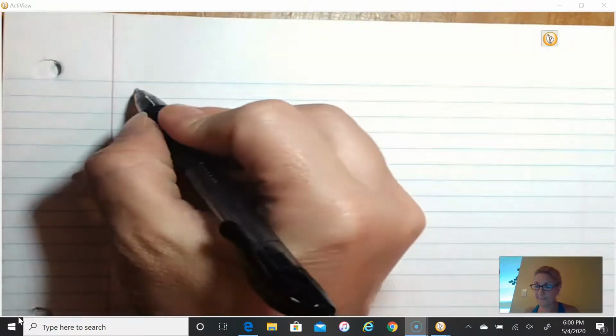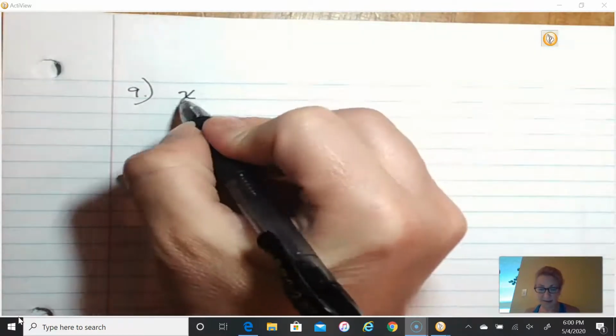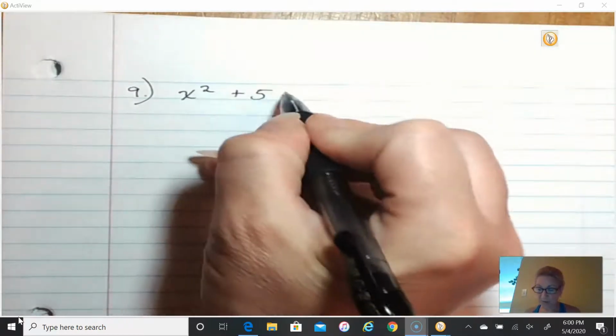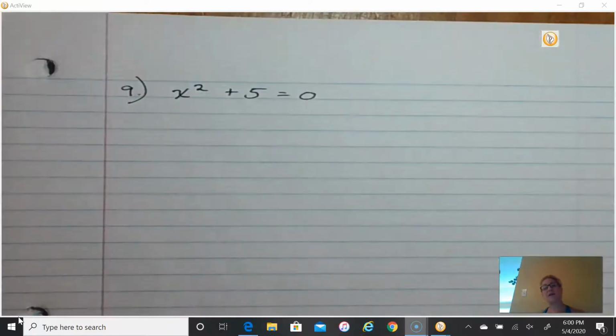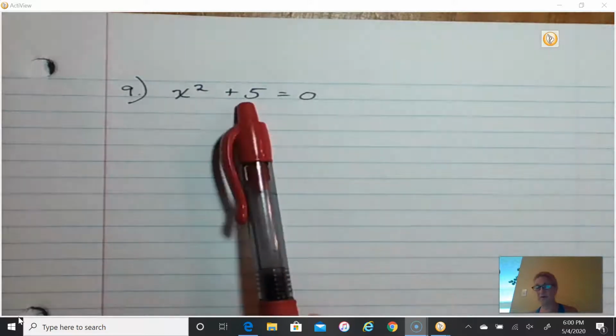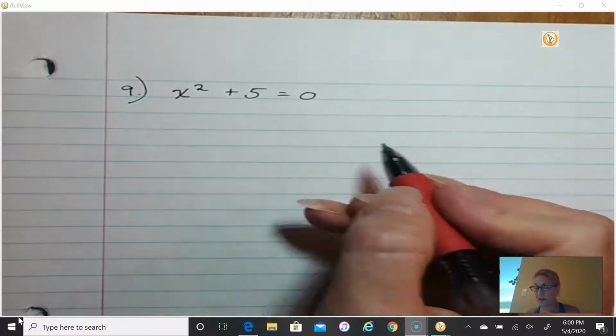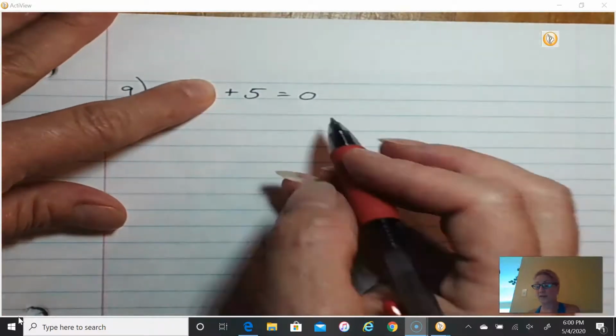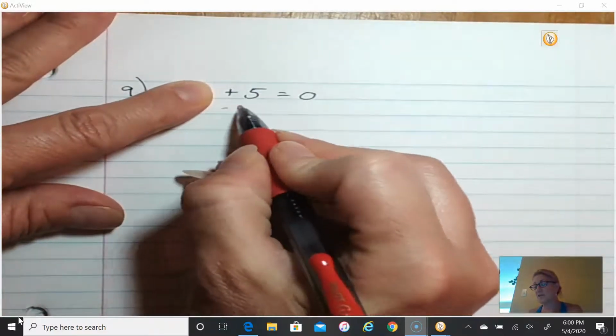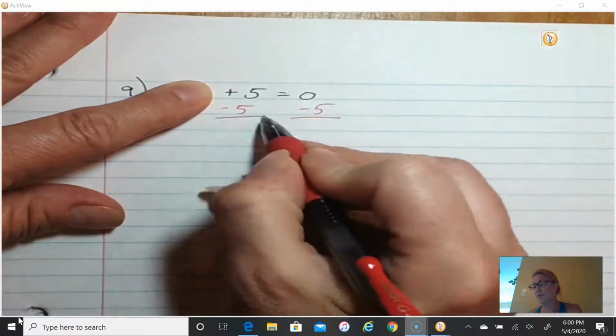Number 9. It's x squared plus 5 equals 0. Okay, again, we need to isolate the variable. Intruder alert, 5-year-old intruder. That's you. Push him out the front door, which is the equal sign, by doing the opposite. It's plus 5, so we have to subtract 5 on both sides.